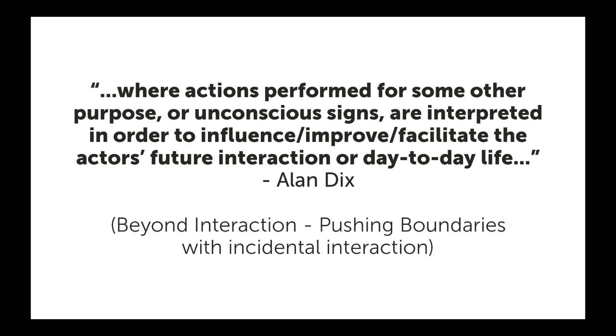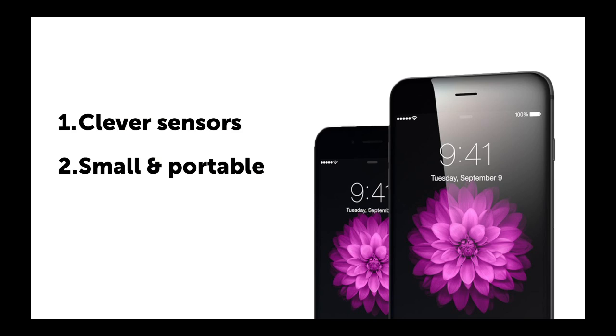So how can our devices do this? Implicit interactions are popular in mobile applications. There are two reasons for this. One, smartphones contain many clever sensors that can measure aspects of our environment, like noise levels, light levels, and they can also measure our movement and location. Two, smartphones are small and portable, so we tend to carry them with us at all times.